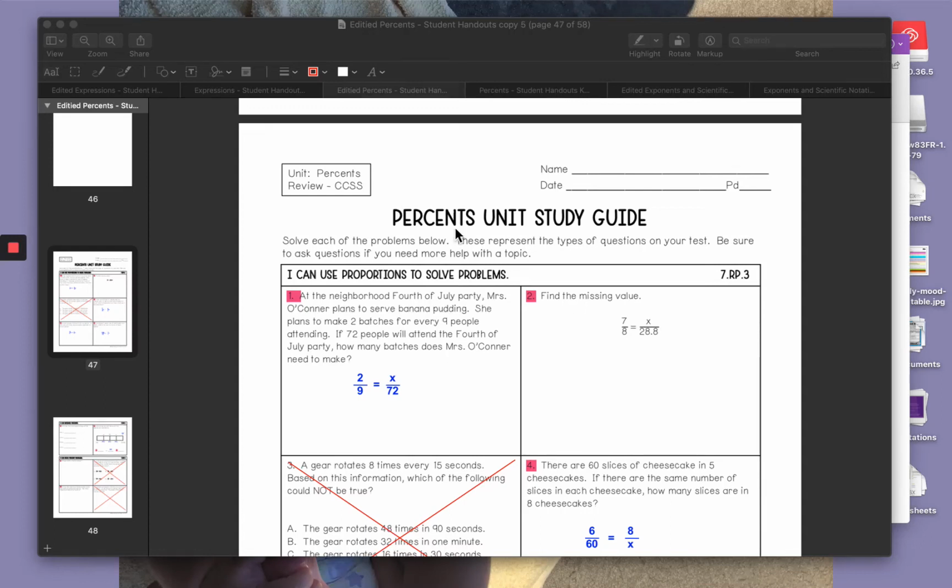Hello everybody. Today we have our percents unit study guide. Solve each of the problems below. These represent the types of questions on your test. Be sure to ask questions if you need more help with that topic.